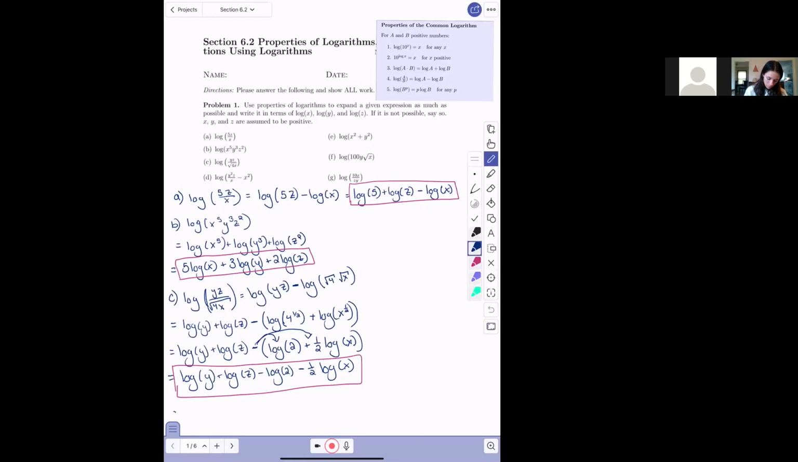Okay, problem D. We have the log of y squared z over x minus x squared. Am I able to rewrite this with only log of x, y, and z? Am I able to separate this at all into separate logs? No. No, good. So this one is not possible. And the reason is because we have subtraction inside the log.